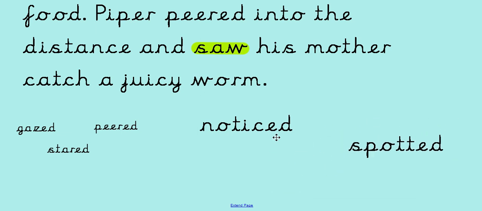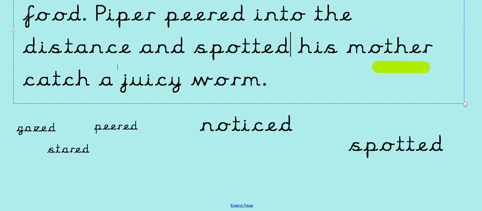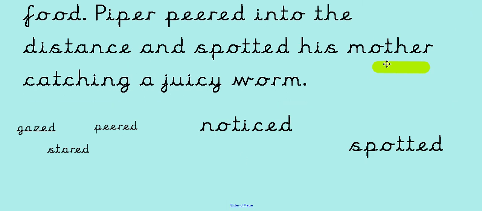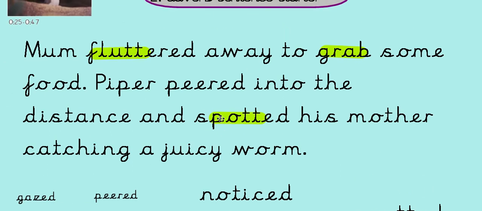Which one do you like? I quite like spotted. Spotted his mother catch a juicy worm. Catching. We could have spotted his mother catching a juicy worm. Okay, so now I've got lots of interesting verbs. Let's read it again together, shall we?